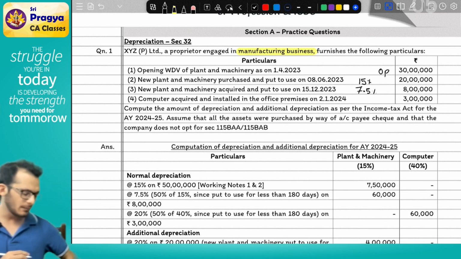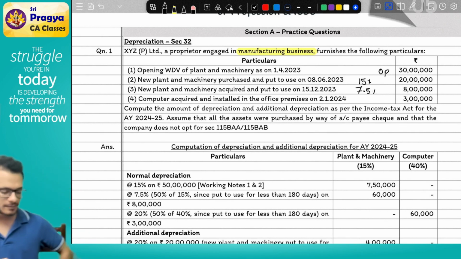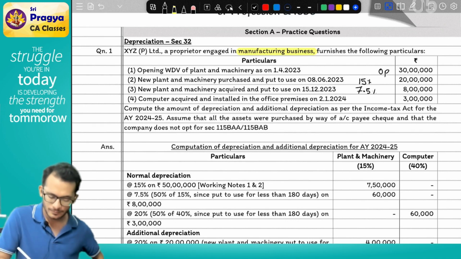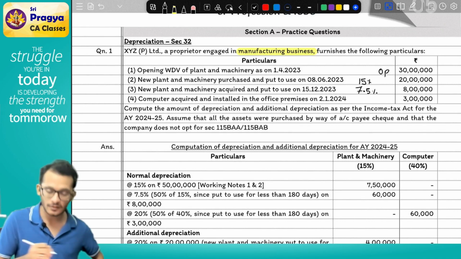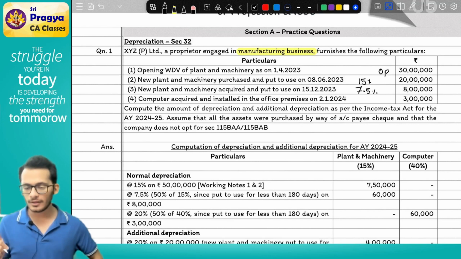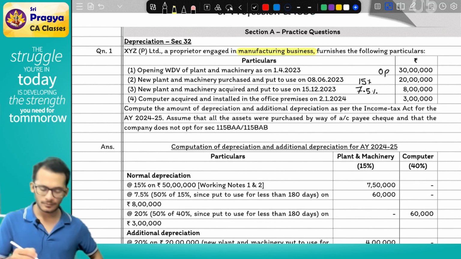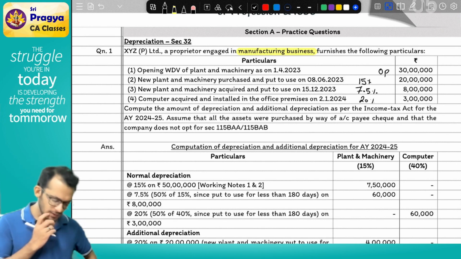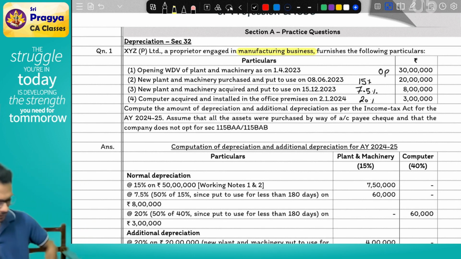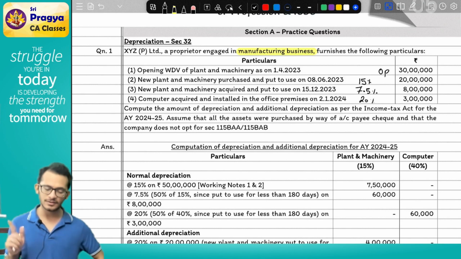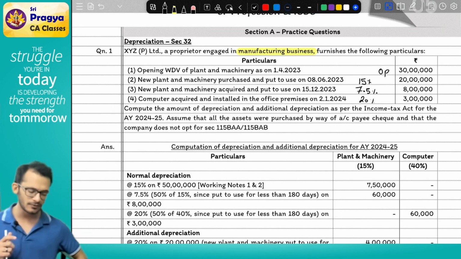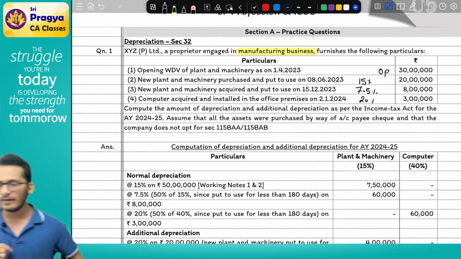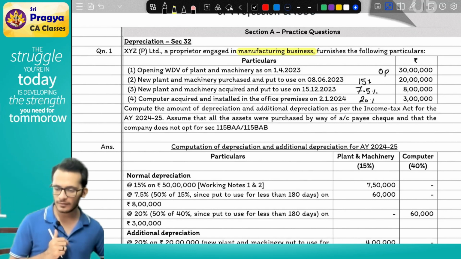Then they're coming and saying computer is acquired and installed in the office premises on 2nd January. On 2nd January. What is a normal rate? 40. You have installed on 2nd January, which means you will only get 20. Yes or no? Yes. Look at the question. It says you are required to compute the depreciation and the additional depreciation as per Income Tax Act for the assessment year 24-25, assuming that all the assets were purchased by account payee cheque and the company is not opting for 115BAA and BAB.